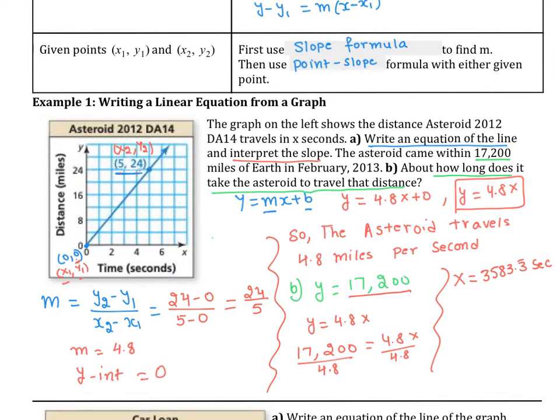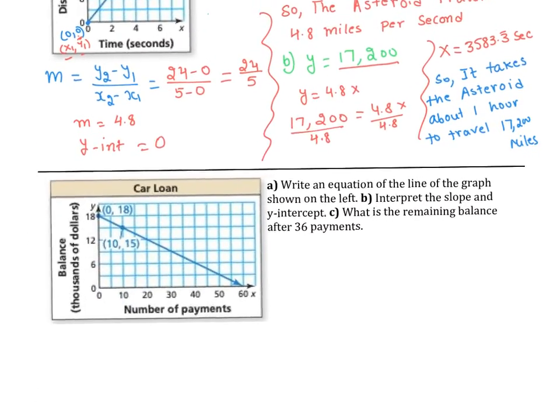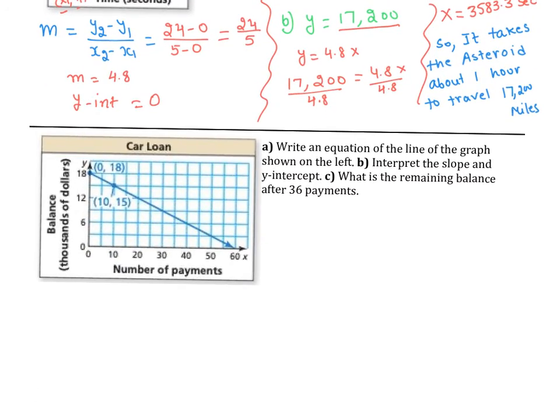The x should be equal to 3,583.3 seconds. Since x represents the time in seconds, that is 3,583 seconds, which is almost 3,600 seconds. So it takes the asteroid about 1 hour to travel 17,200 miles, because 3,600 seconds means 1 hour. Now, let's do some more word problems here.